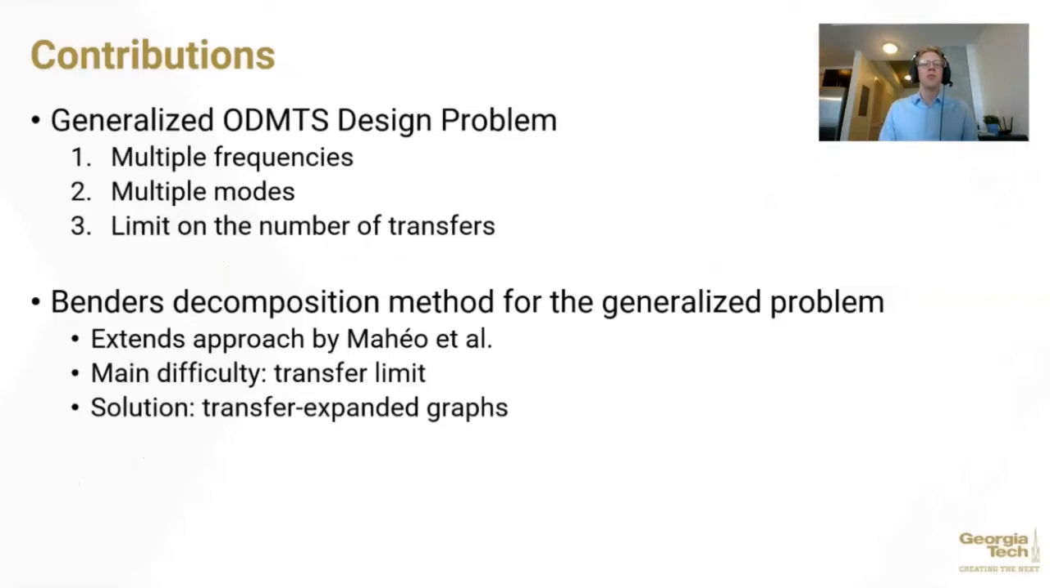We include multiple modes in the model at once. So not just trains or buses, but we can do trains, buses, and any other mode that you want to add. Third, we impose a limit on the number of transfers. Because nobody wants to go in a shuttle, in a bus, in a train, in another train, in a bus, and then finally arrive somewhere. So we have a limit on the number of transfers you can do.